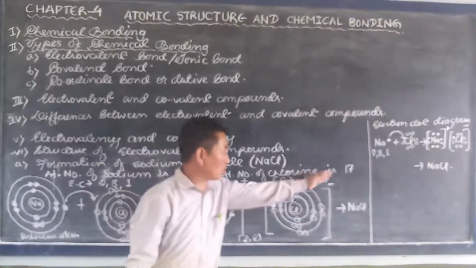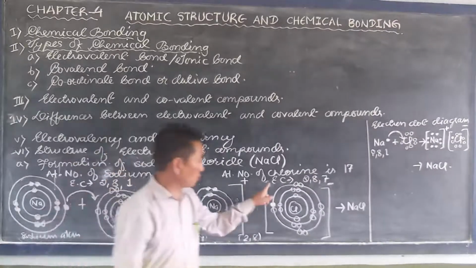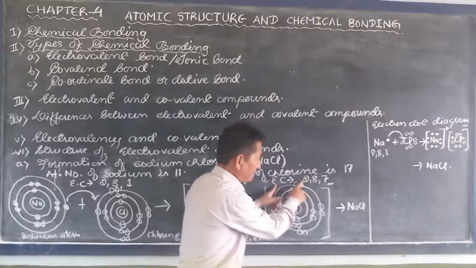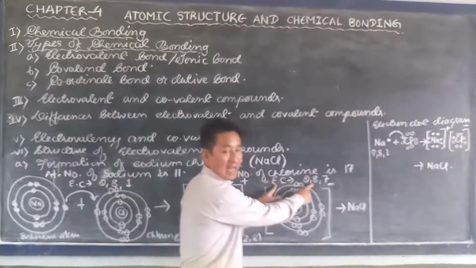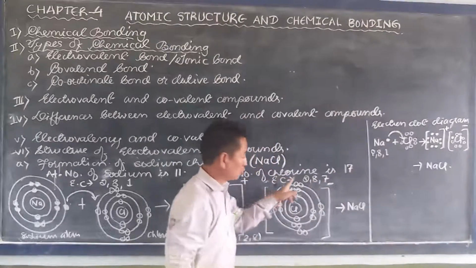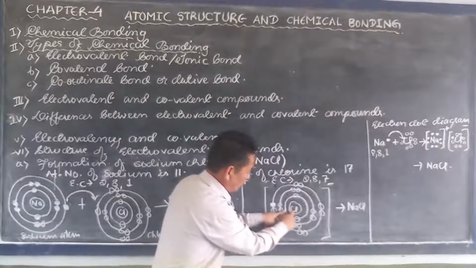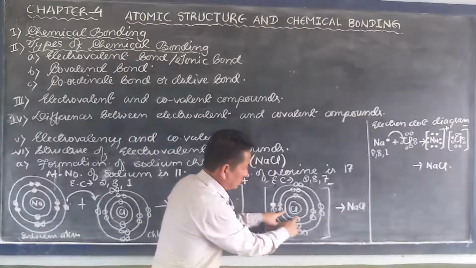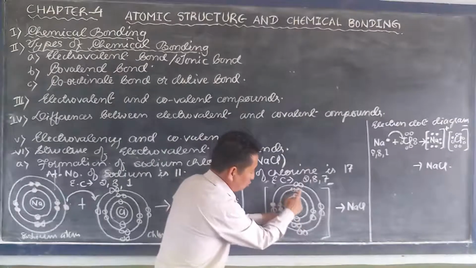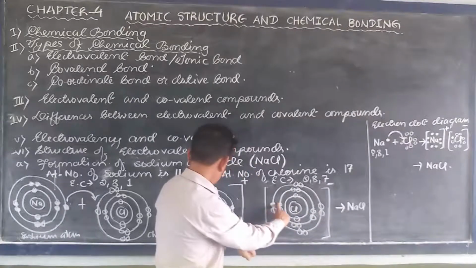Next, the atomic number of chlorine is 17. It means that the chlorine atom has 17 electrons and 17 protons. So its electronic configuration: first cell 2, second cell 8. 2 plus 8 is 10, 17 minus 10 is 7. So 2, 8, 7. This is the nucleus of chlorine, first cell 2 electrons, second cell 8: 1, 2, 3, 4, 5, 6, 7, 8.